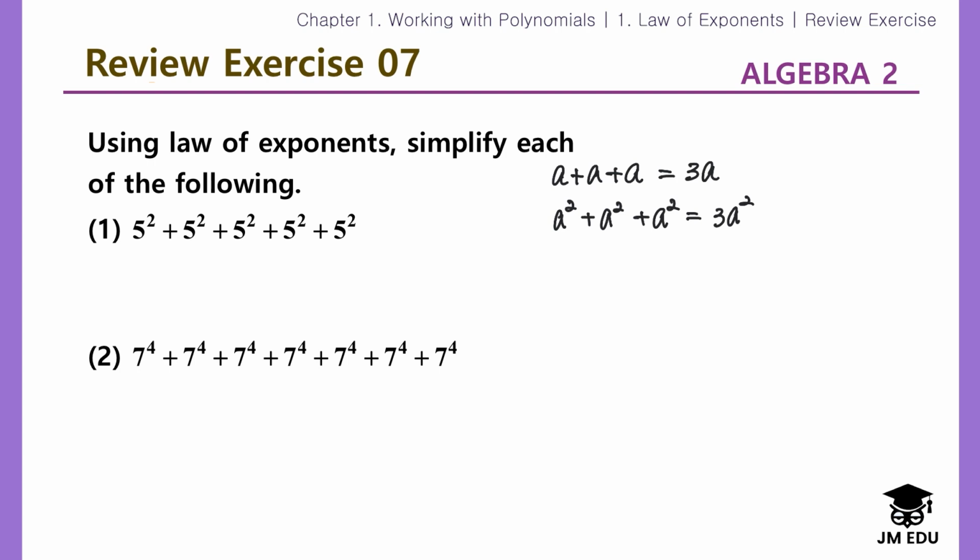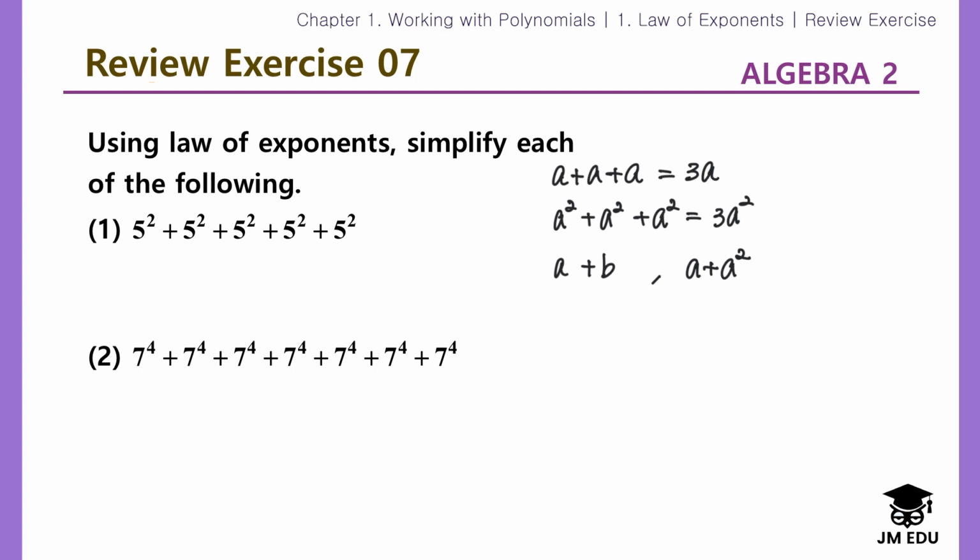But what if we have a plus b? We cannot add it, right? If we have a plus a squared, we cannot add them, right? So we can add variables when they are exactly the same variables, if they are like terms, or we call it similar terms sometimes. If they are like terms, we can add them. If they are not like terms, we cannot add them.